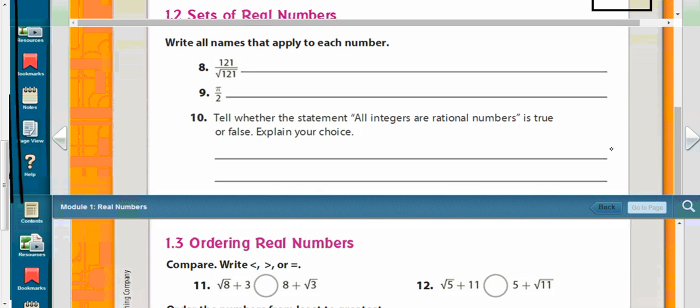Okay, so let's continue on with 1.2, sets of real numbers. And it's going to be really important for these problems that you refer back to the diagram that was at the beginning of Module 1, Section 2, to make sure that you are familiar with what to do and how to classify numbers. But I'll give you a really brief overview. All the numbers that we're dealing with right now are real numbers.